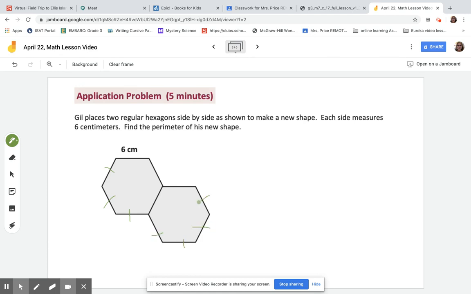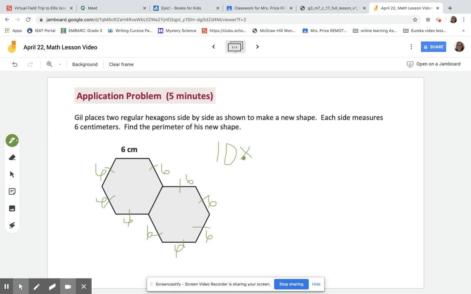So these are the ones that we need to count when we're adding up all sides. And we know that they're all the same length. They're all going to be worth 6 centimeters. Okay, and now let's count. How many sides do we have? 1, 2, 3, 4, 5, 6, 7, 8, 9, 10. There are 10 sides. So our problem could be 10 times 6.